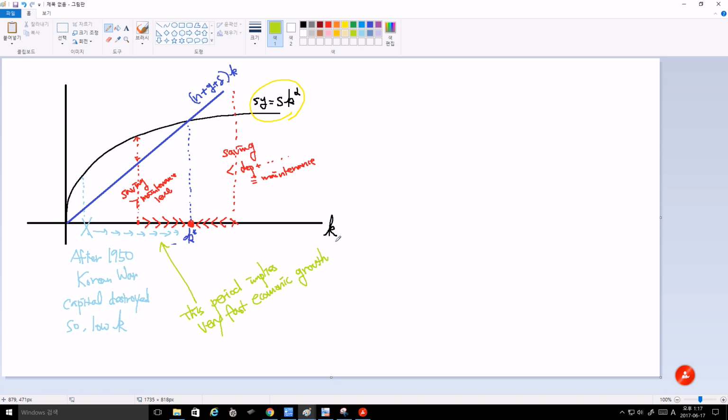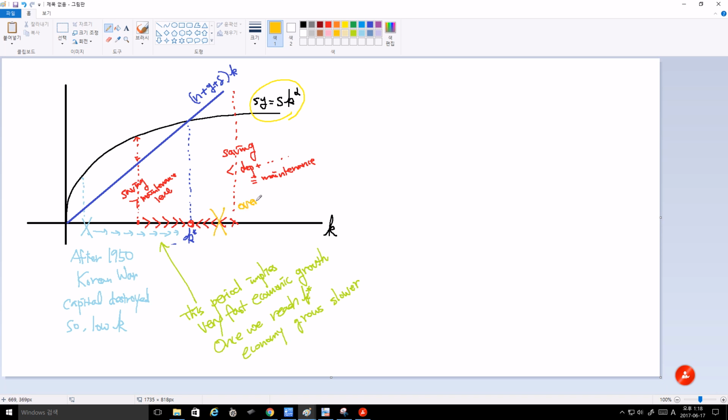The Korean economy grew very fast over the 70s and 80s. The reason the Korean economy grew so fast is that we had to catch up. We accumulate capital, so we increase this one. And once we reach this point, K star, the economy grows slower, right? The economy grows slower.